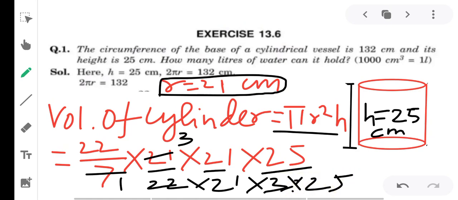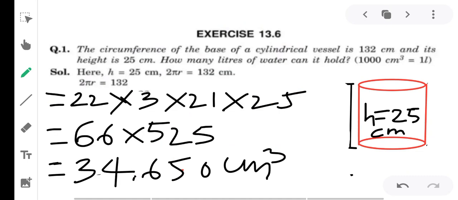ये हमारे पास वैल्यू बच रही है, राइट. So students, here you can see that 22 multiplied by 3 we will get 66, and if we multiply 21 into 25, we will get 525. So after the multiplication of these two values, we will get the final volume of the cylinder, that is 34,650 centimeter cube, right. 34,650 centimeter cube is the volume of the cylinder.